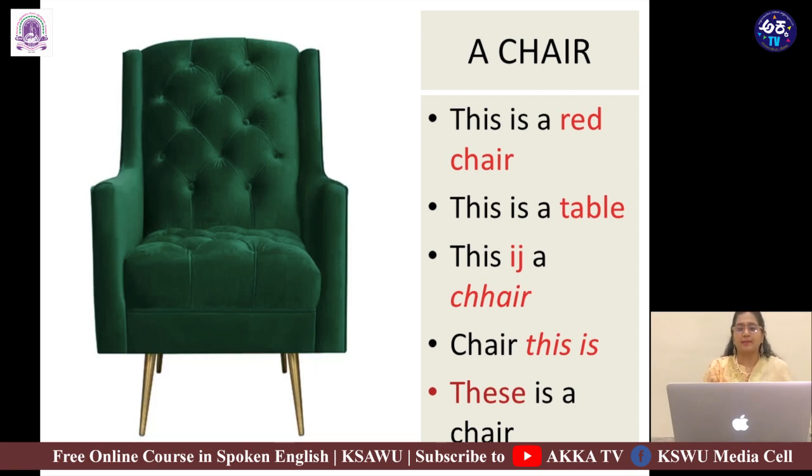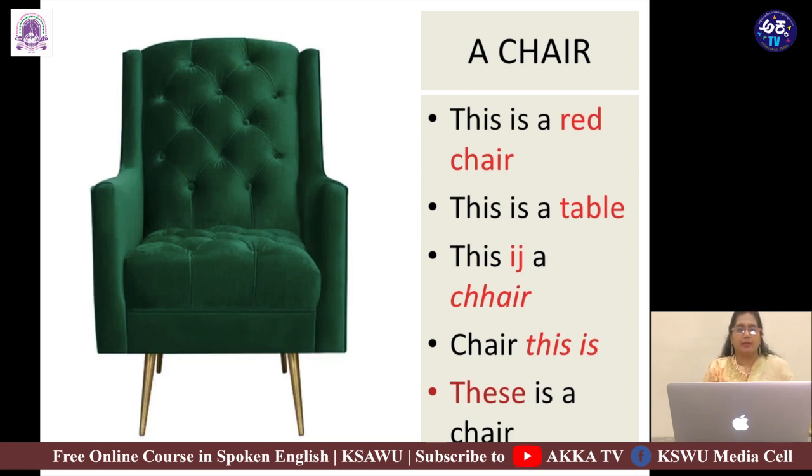So, the first sentence, this is a red chair, has broken rule number 1, which is the semantic rule. The meaning is wrong. It is not a red chair, it's a green chair. This is a table. This sentence breaks another rule. It's not a table. Pragmatically speaking, it's a chair. So the object is not the same that we're describing.